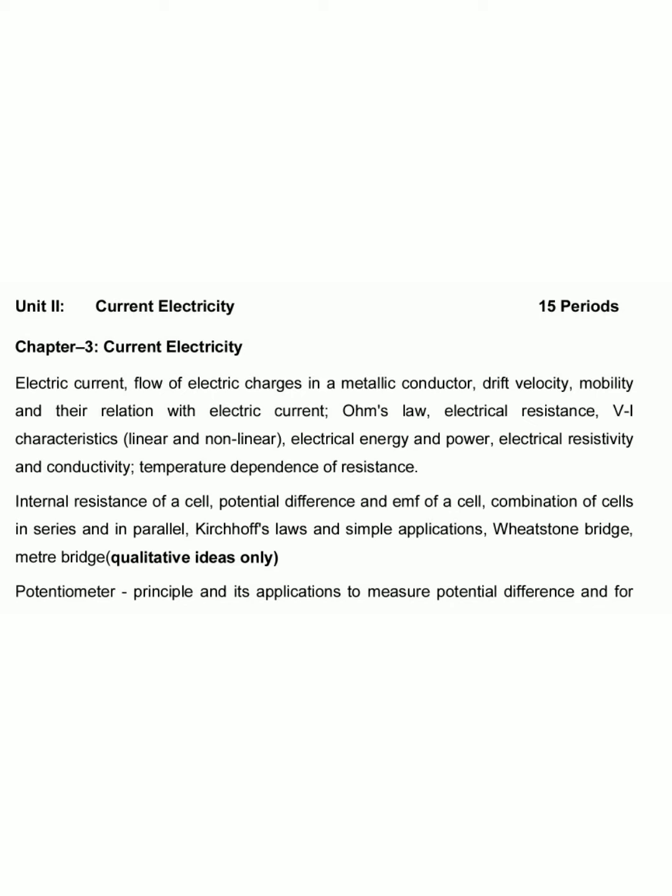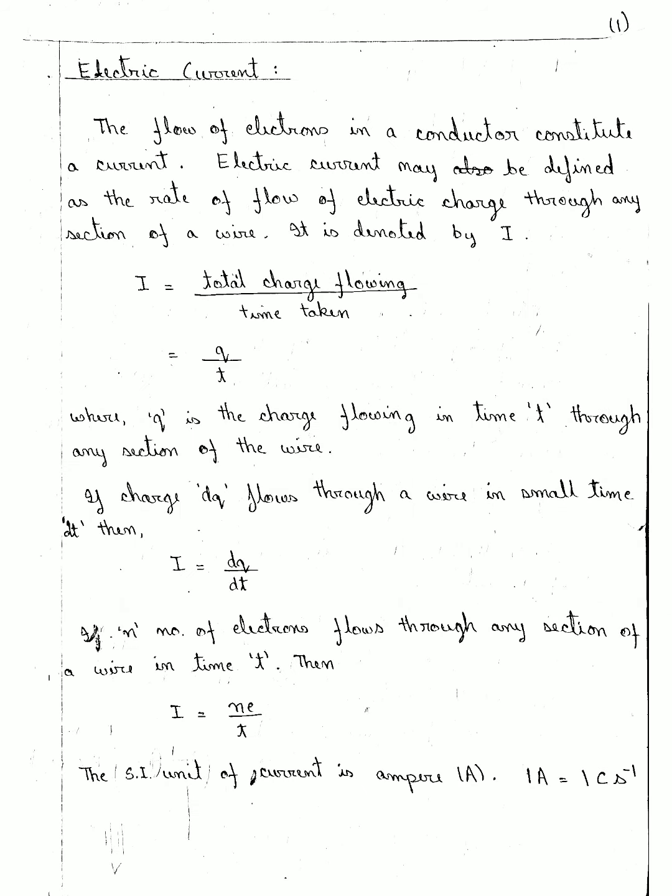Now in chapter 3, current electricity. In this chapter we will learn about electric current and the concept of drift velocity, Ohm's law, electrical resistances, a cell, Kirchhoff's laws, then Wheatstone bridge, a meter bridge without the derivation, and potentiometer principle and its application, again without the derivation. So we'll start with the first topic, which is electric current.